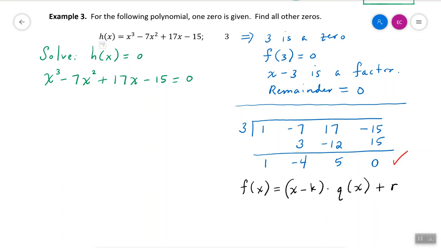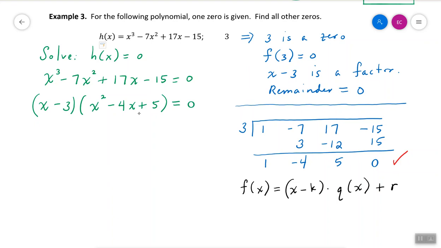K is 3. So we have x minus 3 times the quotient. And the quotient here has coefficients 1, negative 4, and 5. And since the polynomial was degree 3, the quotient is degree 2. So we're going to have 1 times x squared minus 4 times x plus 5. And then there's a plus r at the end, but the remainder is 0, so we don't need to write anything there. And so we have our factors.